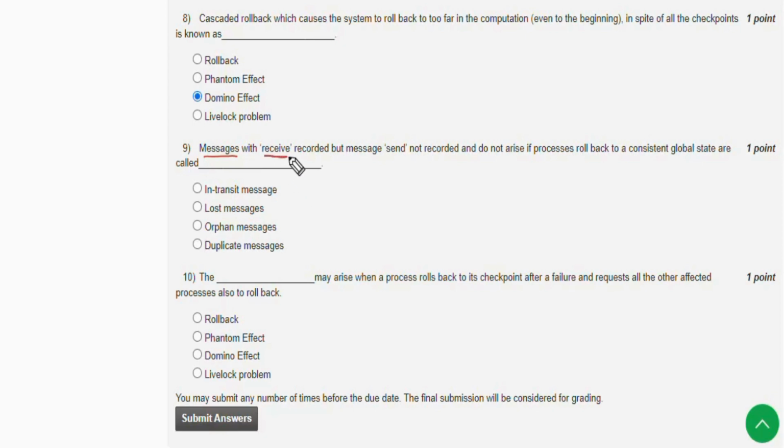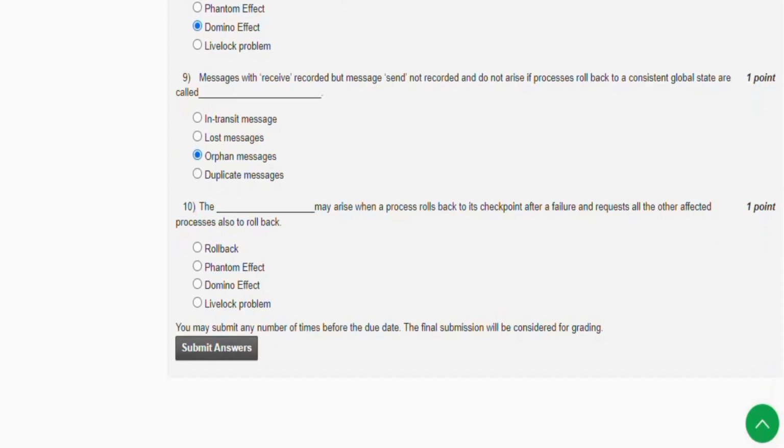Messages with receive recorded but message send not recorded, and which do not arise if processes roll back to a consistent global state, are called. Options are in transit message, lost messages, orphan messages and duplicate messages. So that is orphan messages. Okay, so I select that. Now get into the next question, question number 10, which is the last question of this assignment.